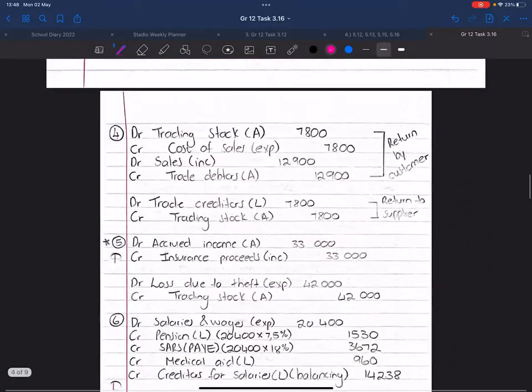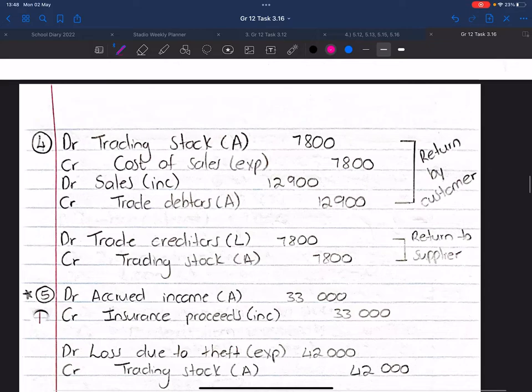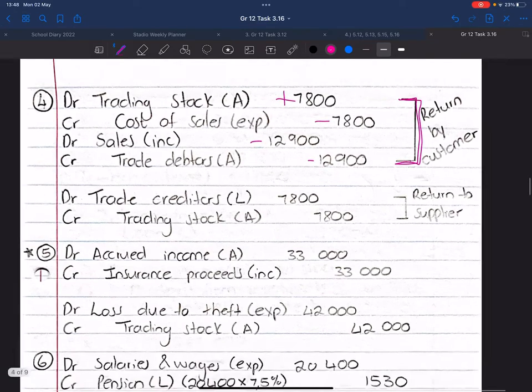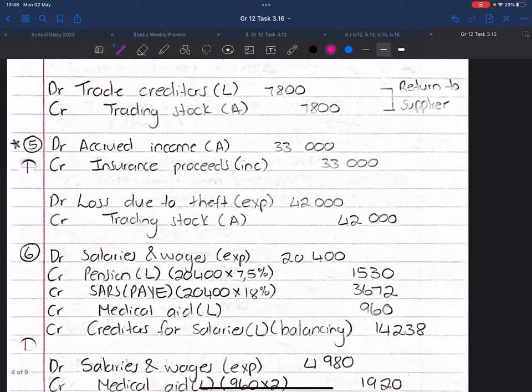Okay, then number 4. Number 4, we've done an entry like this a lot. So debtor returns stock, so you need to account for the return by the customer. So decrease sales and decrease how much the debtor owes you, and you've got to increase the stock in your business because the debtor returned stock, and then decrease your cost of sales. And then furthermore, we went and returned it to the original supplier, so we need to decrease how much we owe our creditors because we can't owe them for stock that we've returned, and decrease the stock from our business.